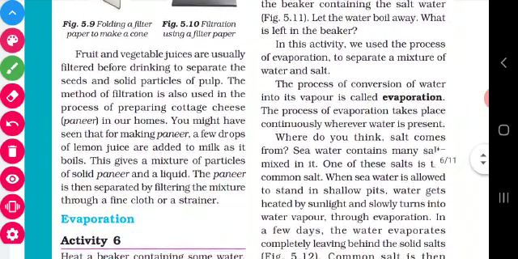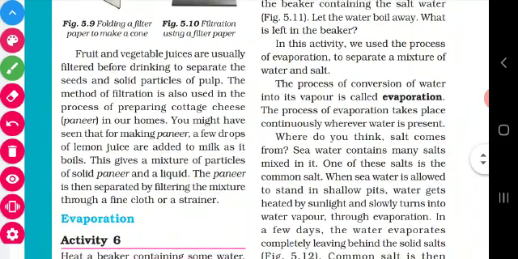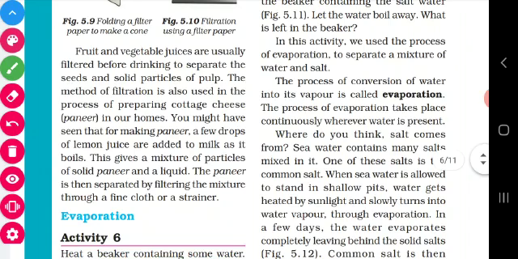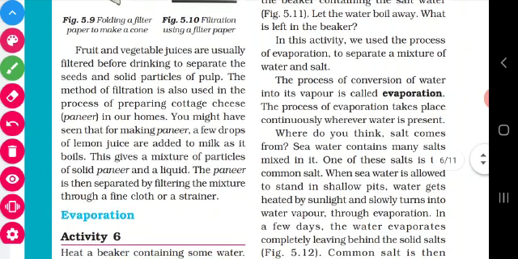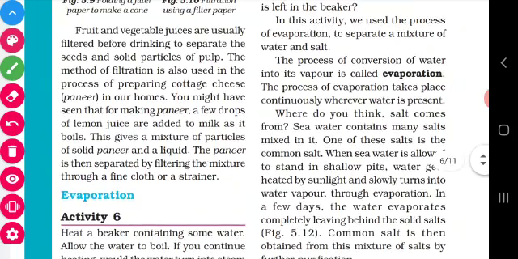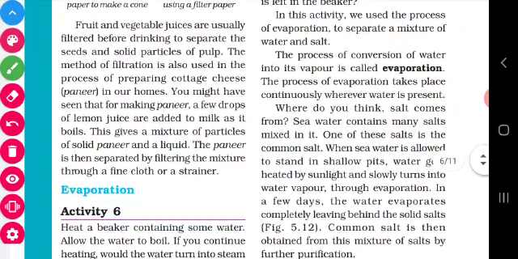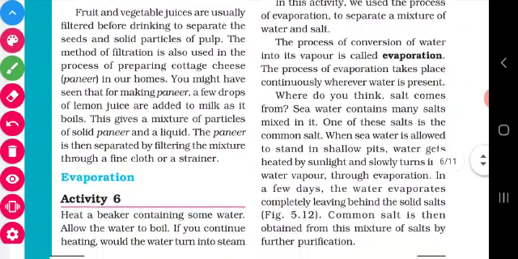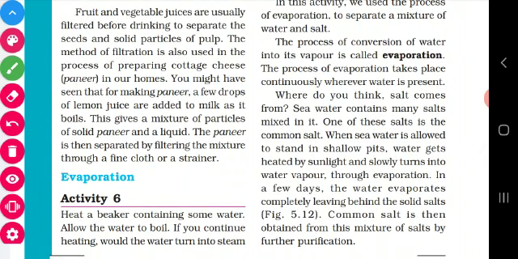Or by making paneer. How to make paneer? We have to add lemon juice to the milk and boil it. By doing so, the milk will change into paneer. Now it contains two components. One is the solid paneer, the other one is the liquid. They have to be separated. For that, we can take a strainer or a fine cloth and filter, and we can separate the solid paneer and the liquid by using this filtration method.